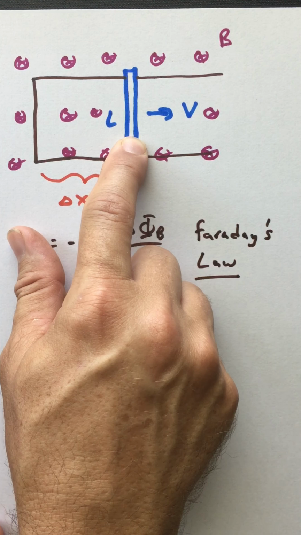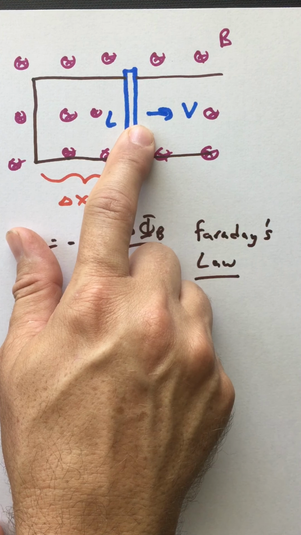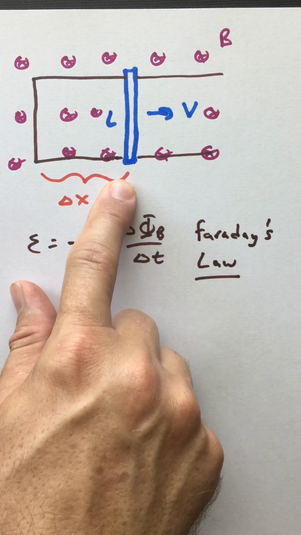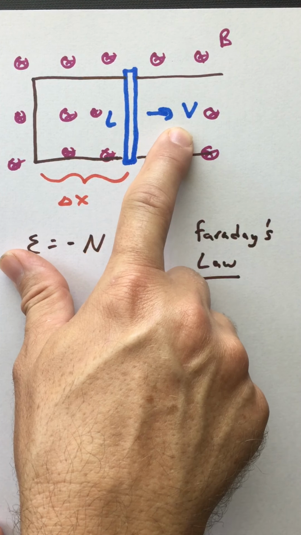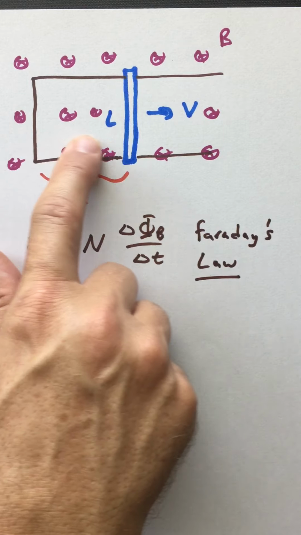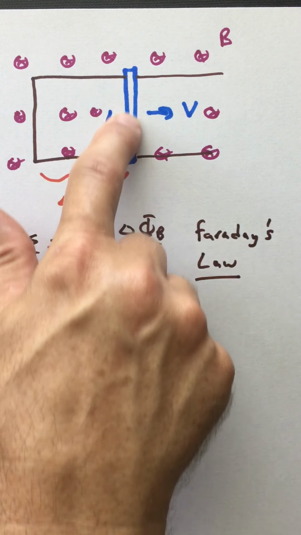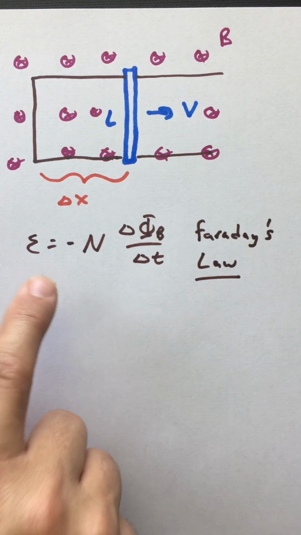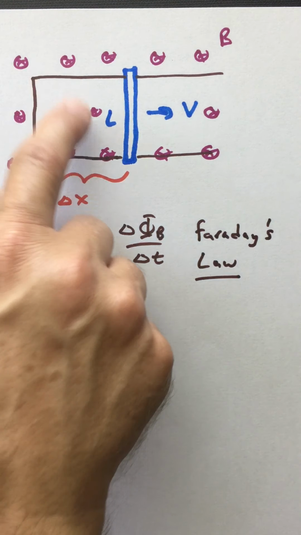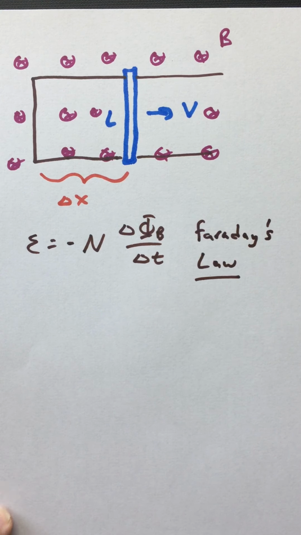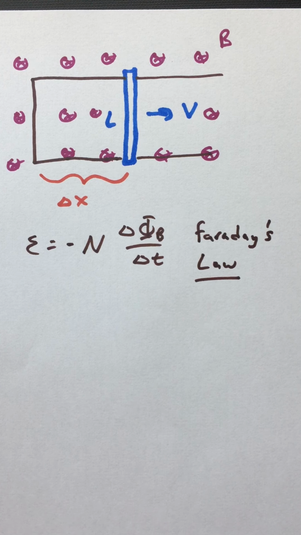Now, how am I moving this? I don't know. I could have tied it to some horses and set them running. It doesn't really matter. The point is I'm causing this thing to move, and that is creating an increase in magnetic flux through this loop. And so Faraday's law says that I will get an induced EMF in that loop. Let's see if we can characterize it.